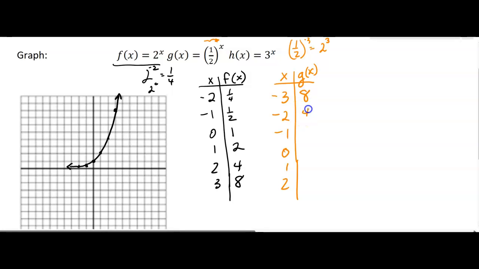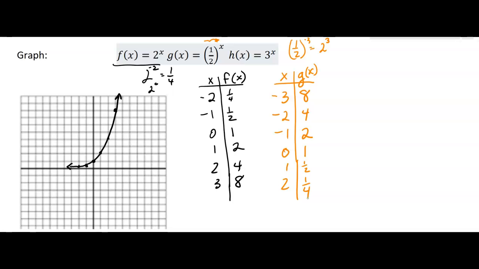And then here you're going to get the 4. Here you're going to get the 2. You're going to have 0, 1. 1/2 to the 0 power is still going to be 1. Then you're going to get the 1/2, and then you're going to get the 1/4. So now you can go through and write that out and show the table of values, but for space and time, I'm just telling you what the numbers are. But you might want to spend some time doing that.